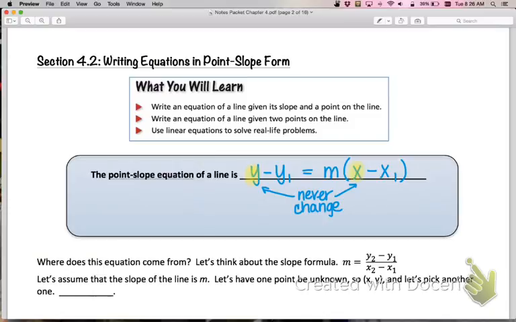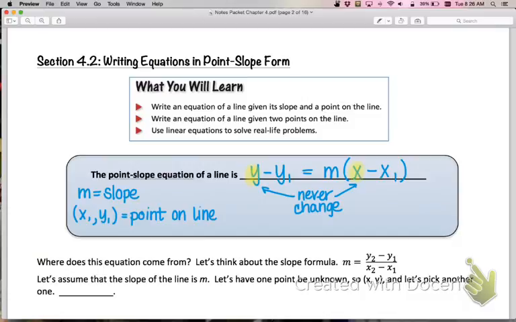But here's what the rest of it stands for. M, just like it is in every other kind of equation, stands for the slope. And then x1 and y1 is a point on the line. So that's going to be an ordered pair that is given to you, just like in the slope formula, how we have x1 and y1, okay?